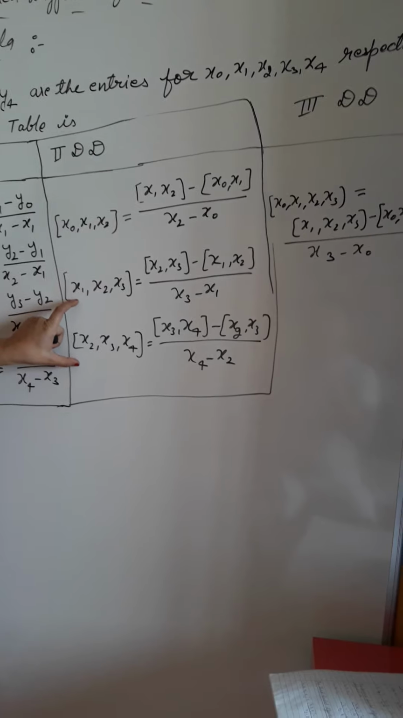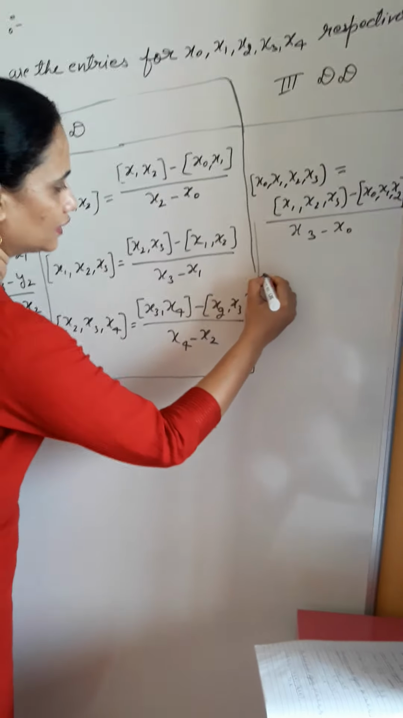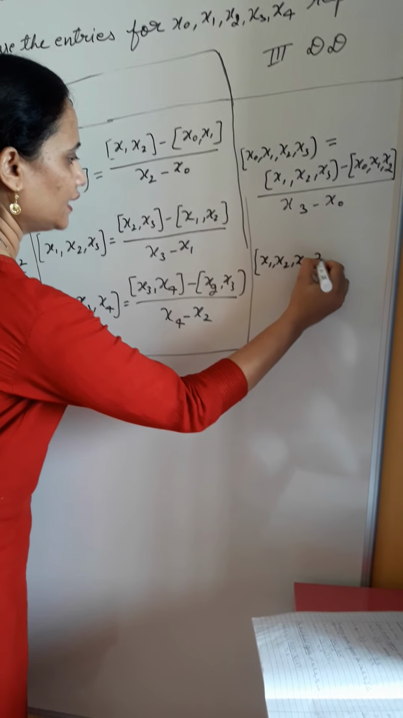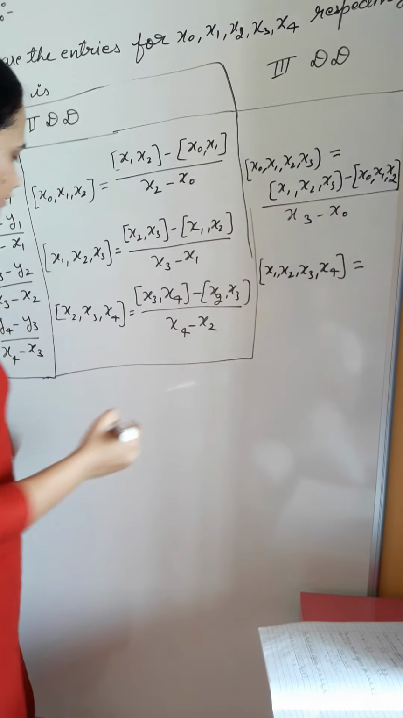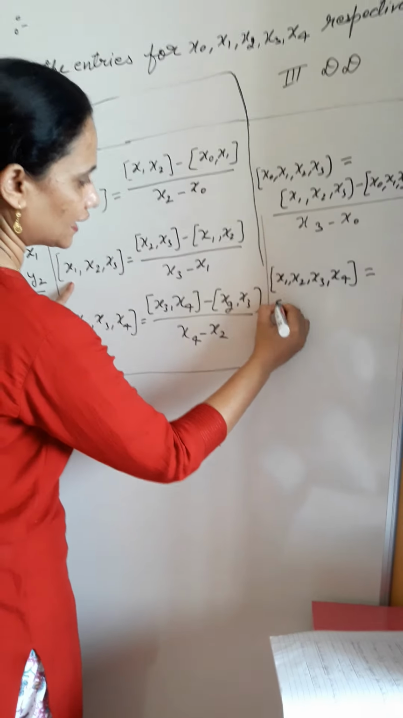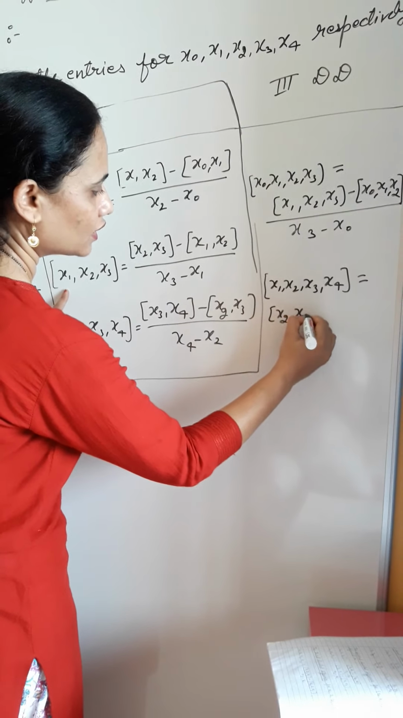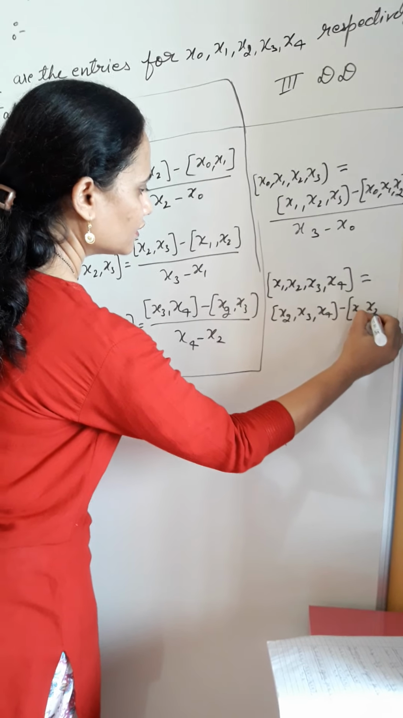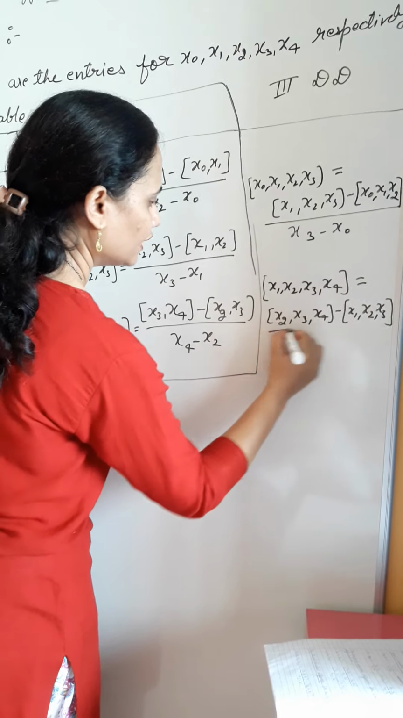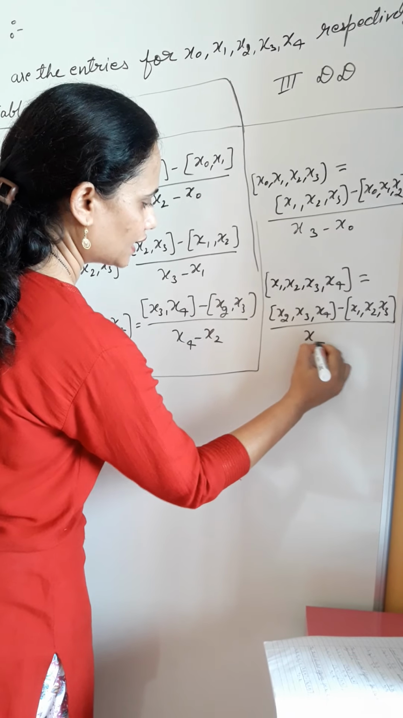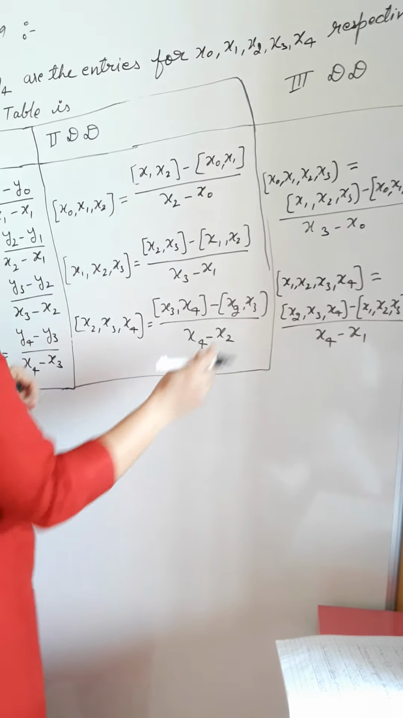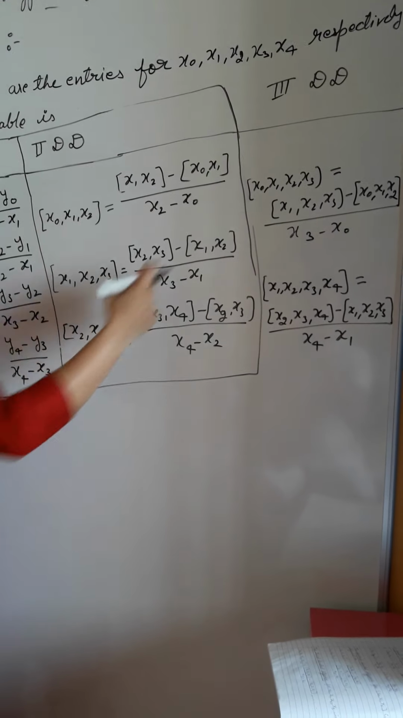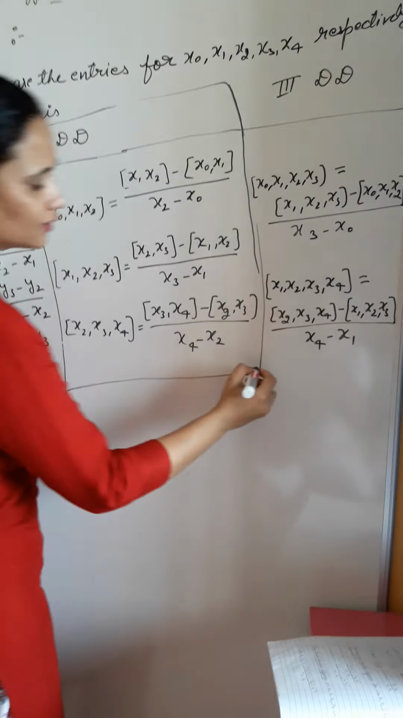Similarly, we have to write for this. So write it, x1, x2, x3, x4. This is the third divided difference for these two. So take the last values, x2, x3, x4 minus x1, x2, x3, divided by the extreme values, x4 minus x1. Again you can see you have already calculated these values here. Substitute these values and you will get the third difference.